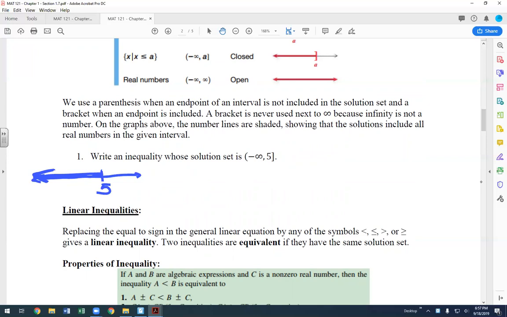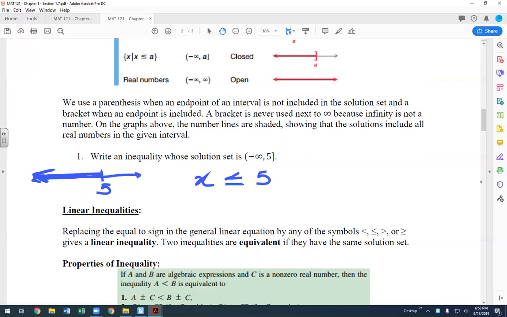What would my inequality look like? I would still use x for my variable. Is it less than, greater than, less than or equal to, greater than or equal to? Less than or equal to? Yeah, less than or equal to, because we are saying 5 and everything less than 5. It's got to be the less than symbol.